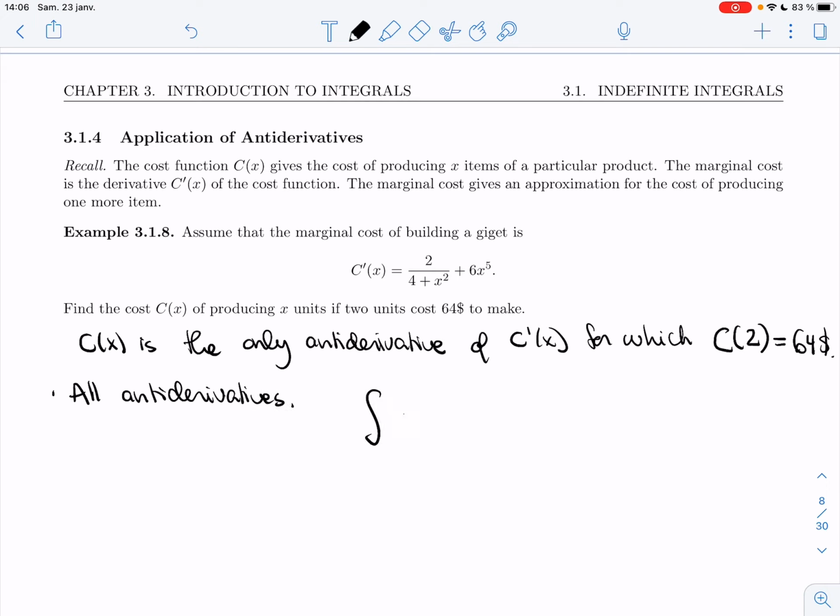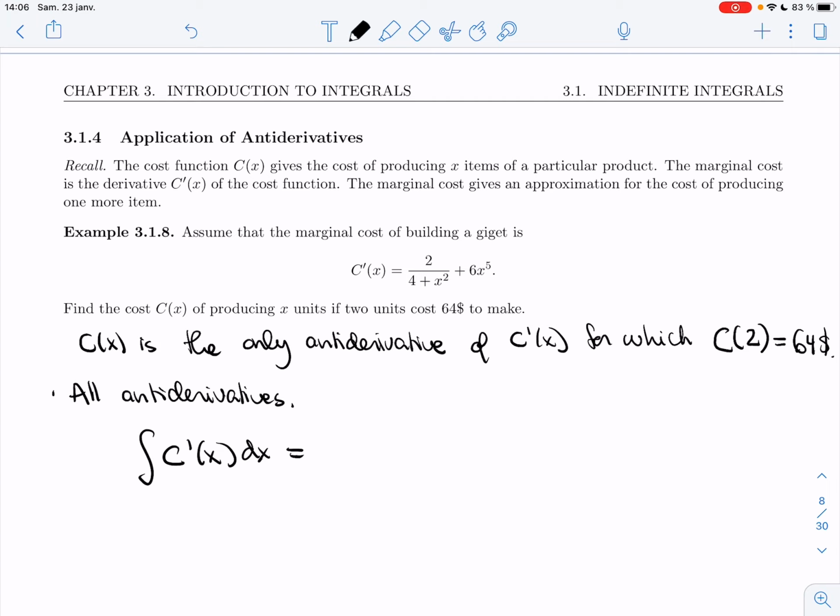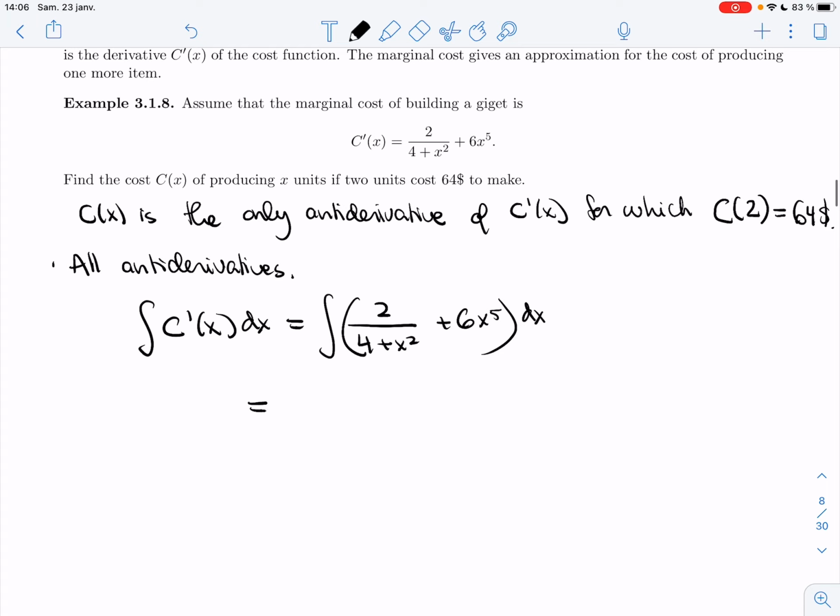So I'm going to take the integral of this function. That's going to give me an expression that represents every single antiderivative. So that's the integral of 2 over 4 plus x squared, plus 6x to the 5, dx. I need to integrate this. I'm going to get 2 times the integral of 1 over 4 plus x squared dx, plus 6 times the integral of x to the 5 dx. Now I know how to integrate these two functions.